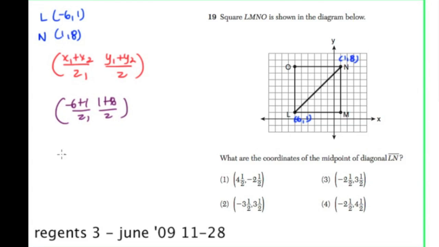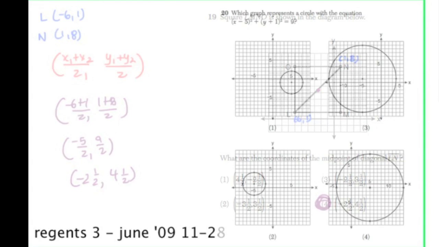It might be a bit funky, but it'll work. -5 over 2 and 9 over 2. They're giving us mixed numbers, so whatever. -2 1/2, and then 4 1/2. That is going to be the midpoint right there. And looks like choice 4 is the correct answer here.